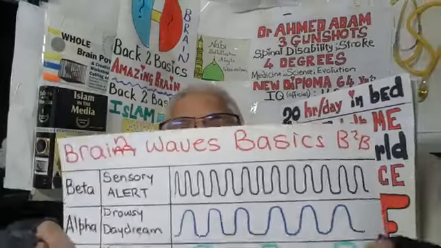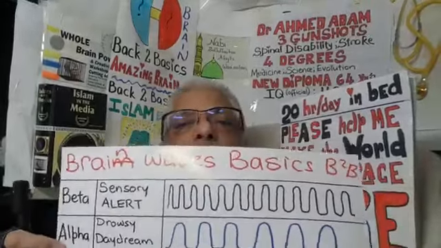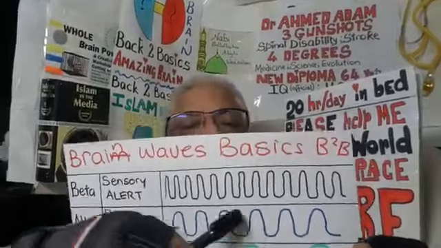Then if you start to become a bit drowsy, the second type of brain wave is called the alpha wave. This is when you start to become a bit drowsy. You had a long day, and you're yawning, and you're feeling a bit drowsy. People ask, how are you? Yeah, I'm okay, I'm just a bit tired. I haven't slept.